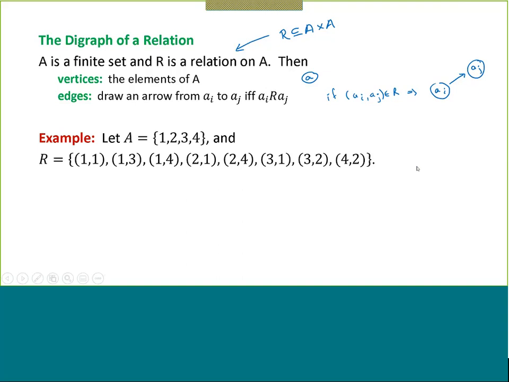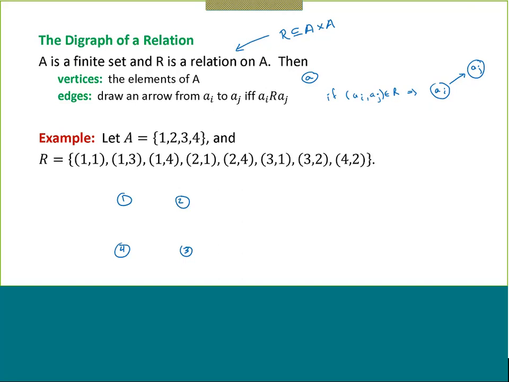So, what to do? Put the vertices in first. So you look at your building set, which you may or may not be given. If you're given your building set, put all 4 vertices in like what we have. So we've got 1, we've got 2, we've got 3, and we've got 4.